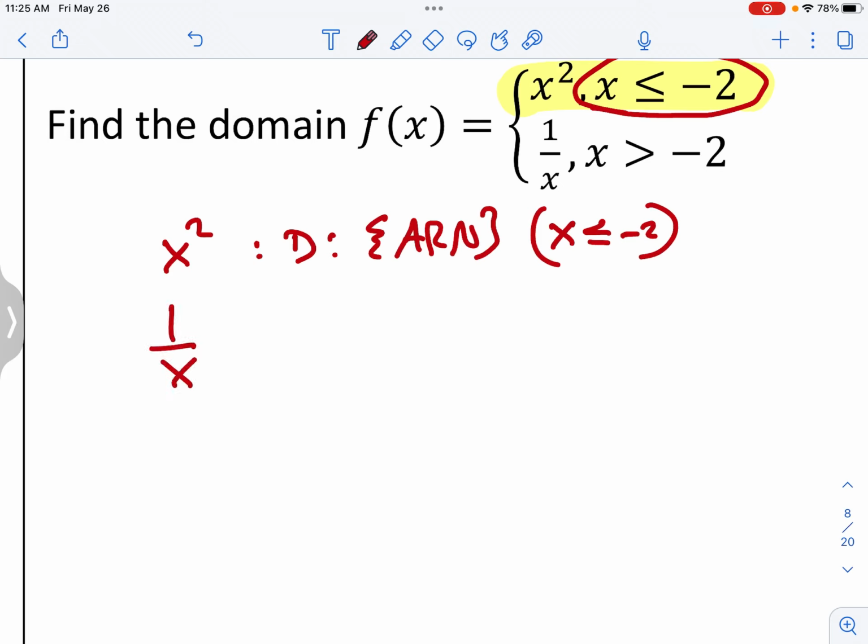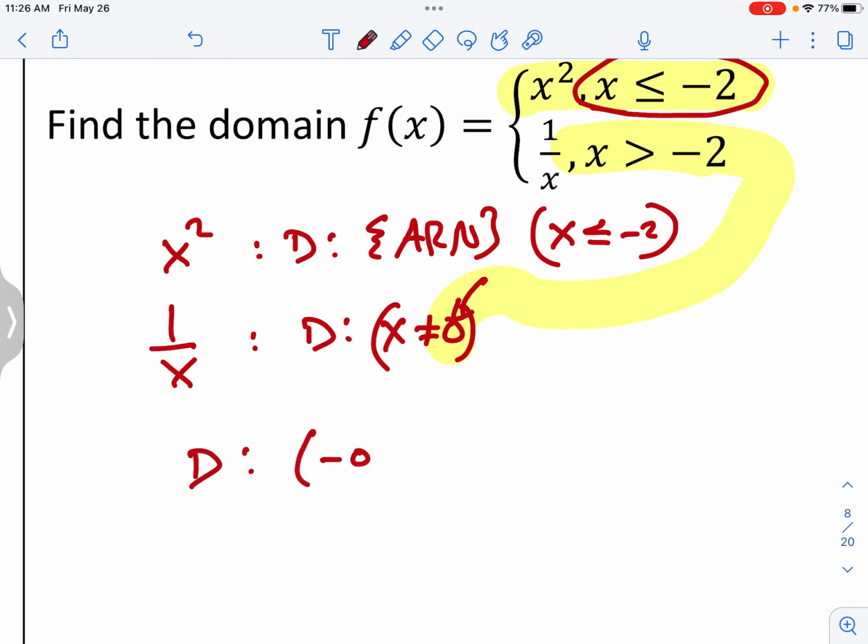So now let's look at that second piece. Well, we know that for that second piece, the denominator cannot be 0, right? We cannot divide by 0. And what I see is that 0, the problem there, is in the domain of this second piece, which is x greater than negative 2. So that means that 0 is a problem for this f of x, this function. So my domain is going to be everything from negative infinity up to 0, and then picking up at 0 again and going to positive infinity.